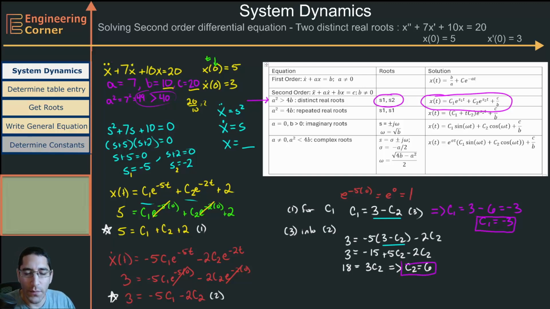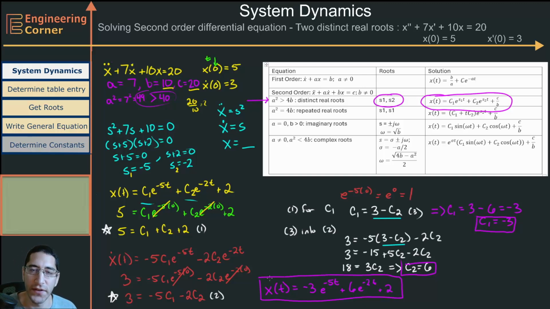So now the last thing we need to do is take these two constants and put them into this equation over here. X of t is equal to C1, so minus 3 e to the minus 5t plus C2, so plus 6 e to the minus 2t plus 2. So this is our solution, solved for our constants using our initial conditions.